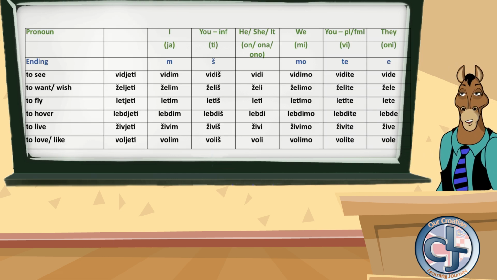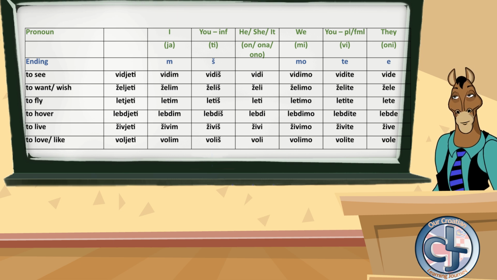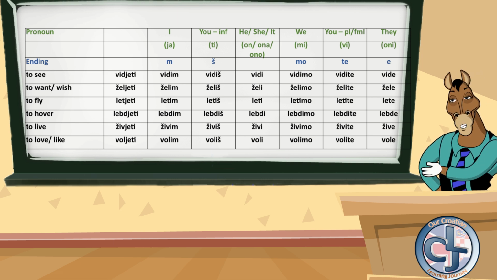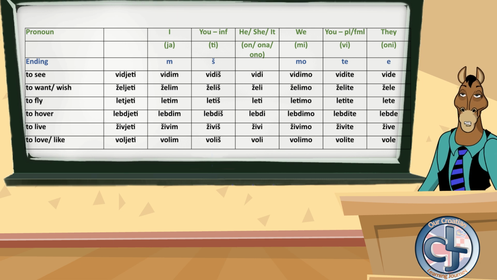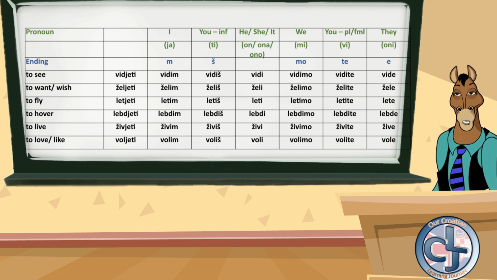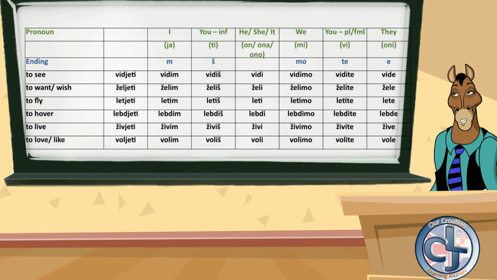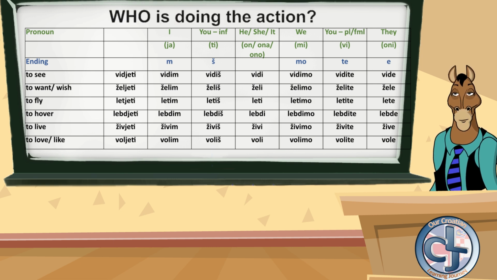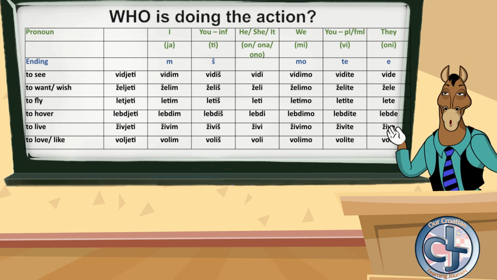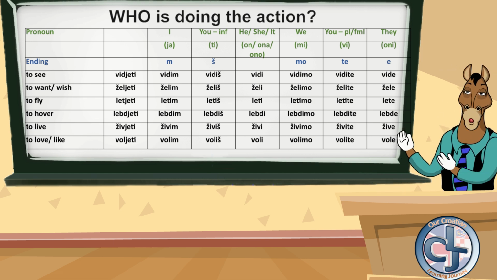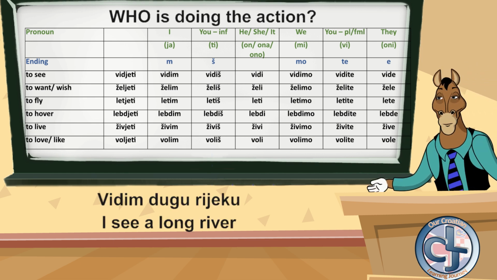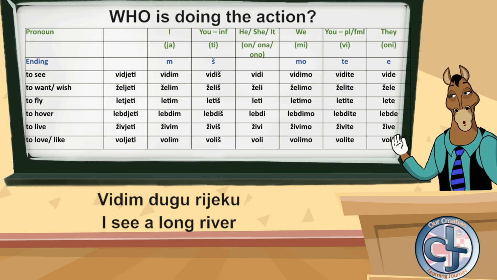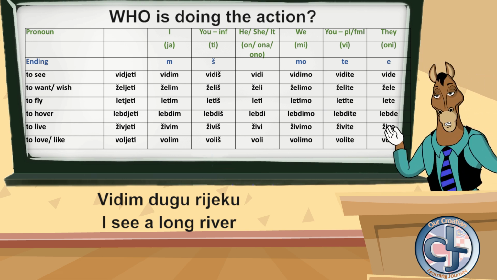To see, or vidjeti, becomes I see, vidim, you see, vidiš, he, she, it sees, vidi, we see, vidimo, you see, vidite, and they see is vide. Let's see some of these in sentences, paying attention to who is doing the action. Vidim dugu rijeku. I see a long river.